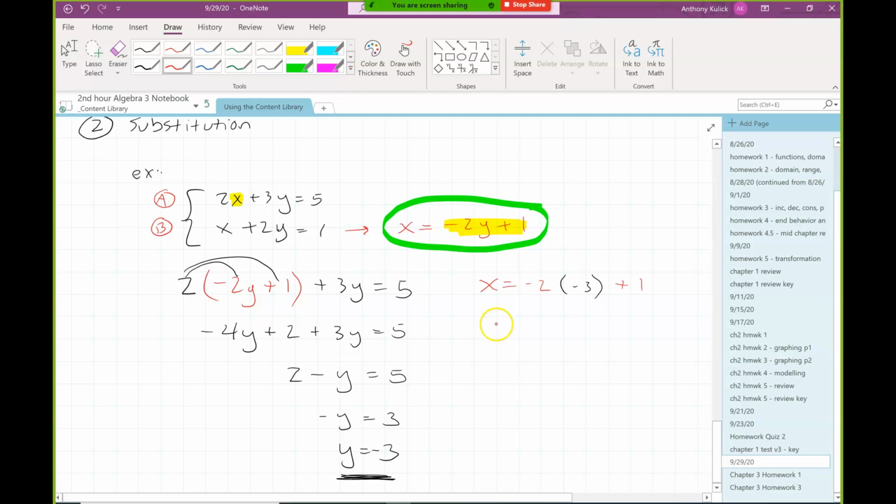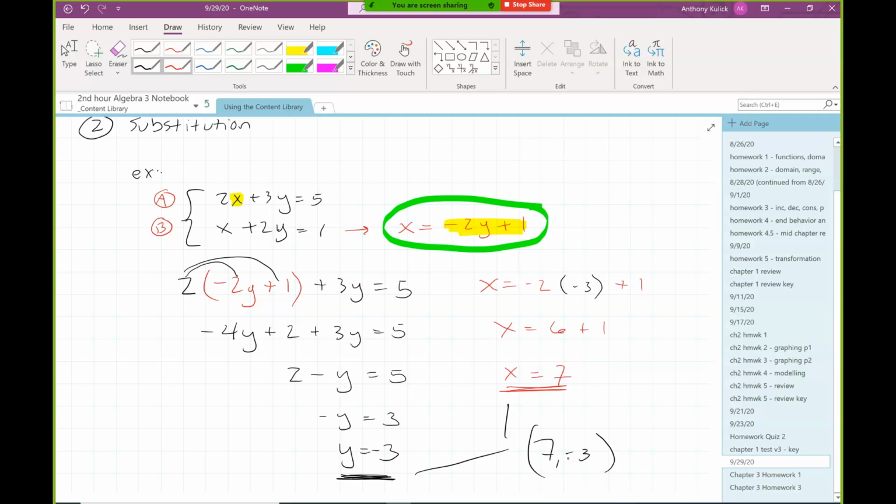Now, does it really matter where I plug it into? No. Any of the above would do. So there's my solution. Is everybody okay with that? Yeah.